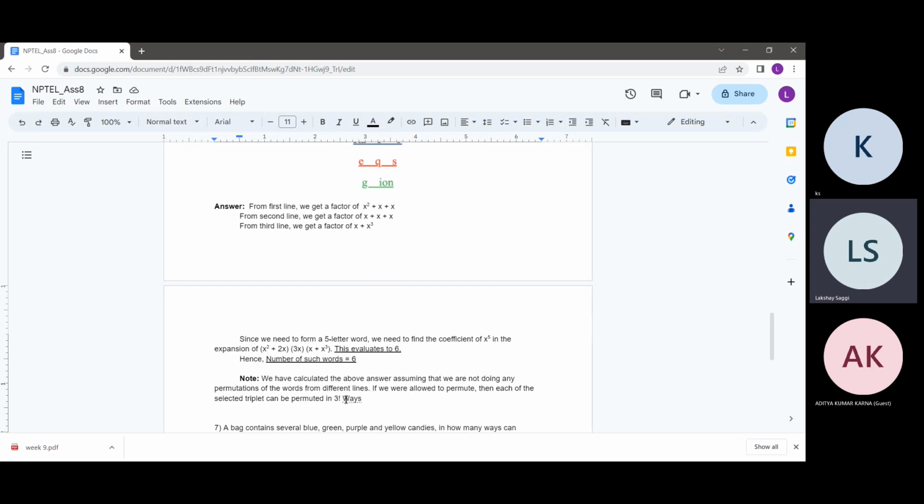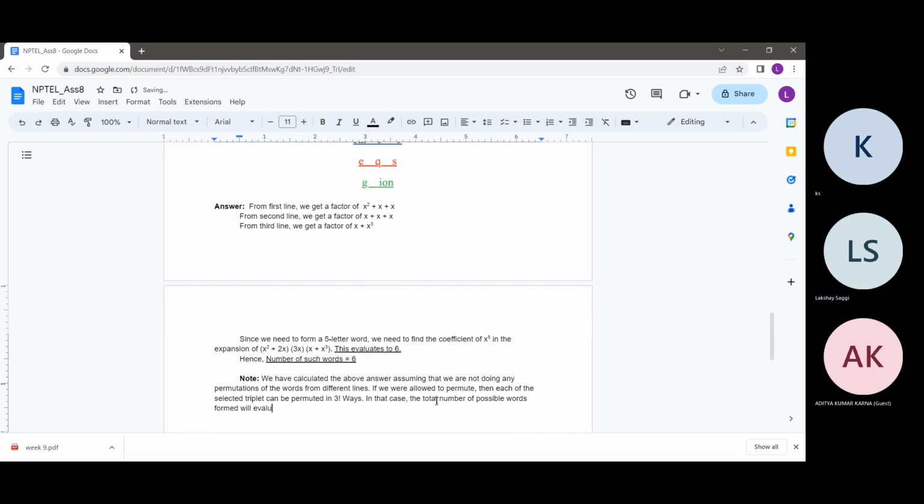So if we were actually allowed to permute, then each of the triplet can be permuted in 3 factorial ways. So in that case, the total number of possible words formed will be equal to the number of possible triplets times 3 factorial, 3 factorial being nothing but 6. And the number of possible triplets we have calculated as 6 here. So this will be 6 times 6, which is 36.